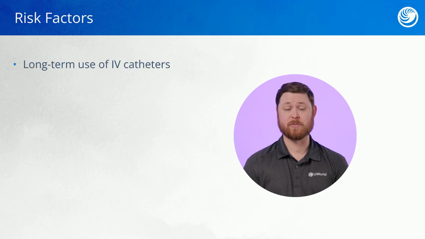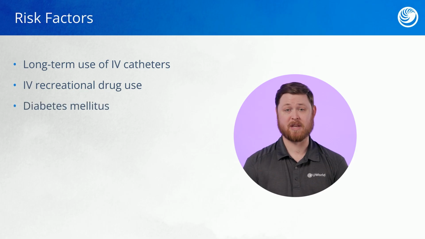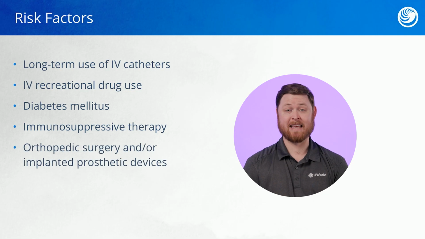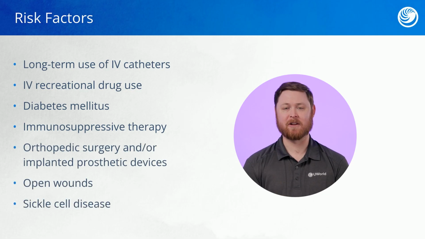Risk factors include any activity that increases the risk for bloodborne infection, such as long-term use of IV catheters or IV recreational drug use, conditions that inhibit healing, such as diabetes mellitus or immunosuppressive therapy, orthopedic surgery and implanted prosthetic devices, open wounds, and sickle cell disease, which can scar the spleen and lead to decreased white blood cell counts.